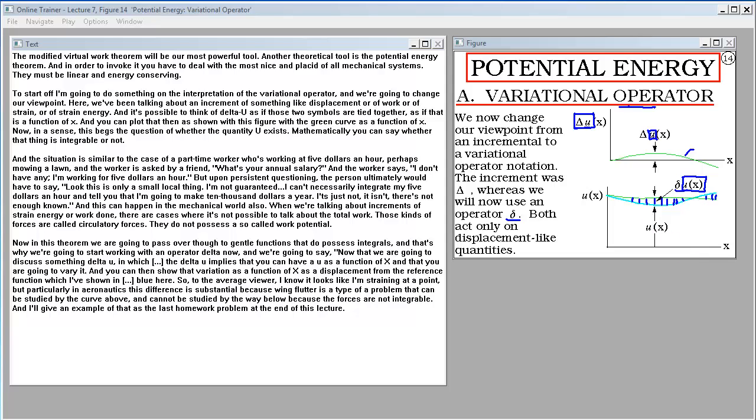To the average viewer, I know it looks like I'm straining at a point, but particularly in aeronautics, this difference is substantial because wing flutter is a type of problem that can be studied by the curve above and cannot be studied by the way below because the forces are not integrable. And I'll give an example of that as the last homework problem at the end of this lecture.